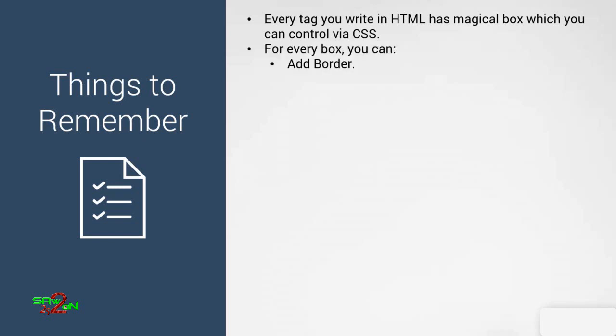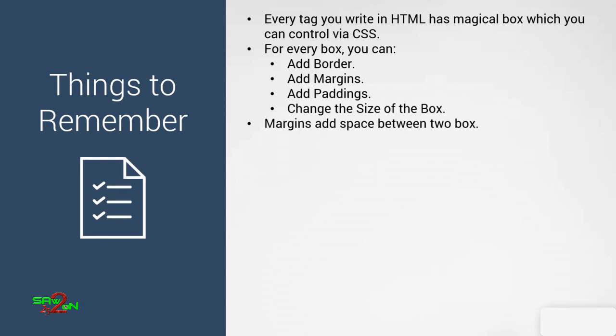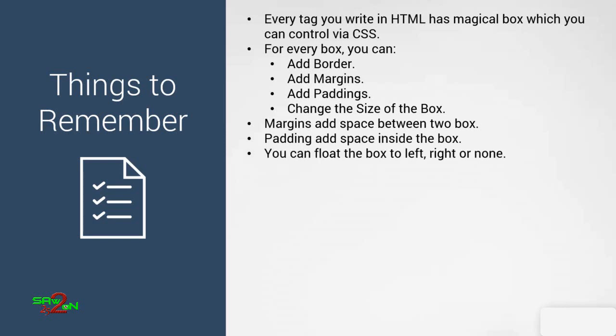For every box, you can add borders, margins, and paddings. Margin is between two boxes, padding is inside the box. Then you can change the size of the box. When you add margins, you add space between the two boxes. Padding, we have seen how to add space inside the box. You can also float the box left, right, and also you can decide not to float it.